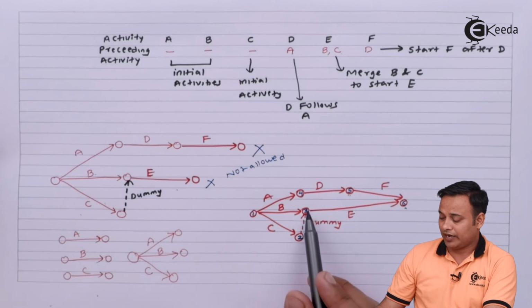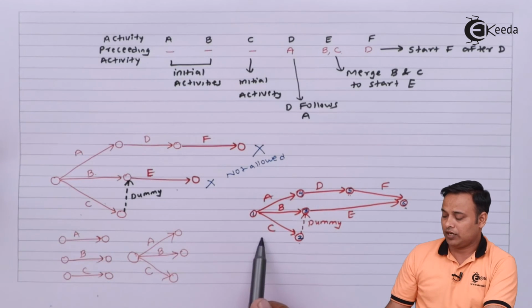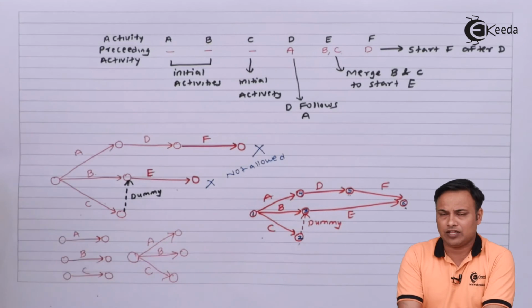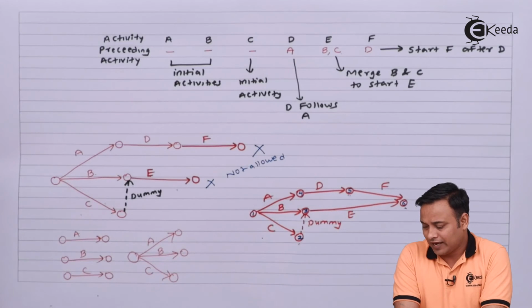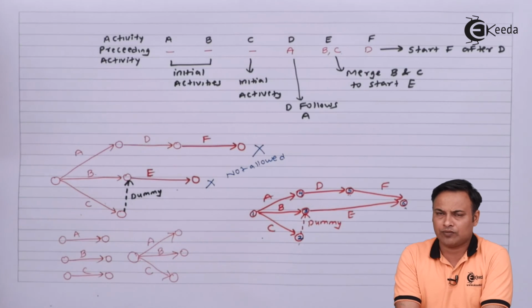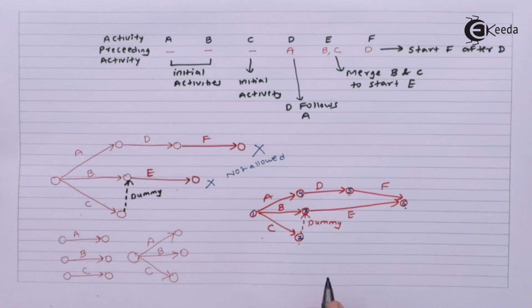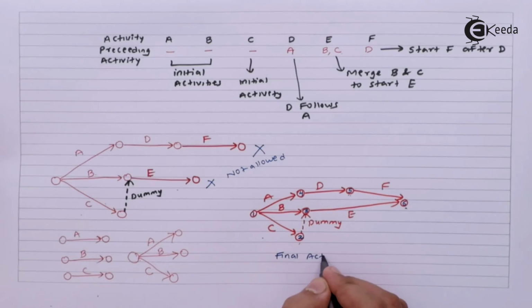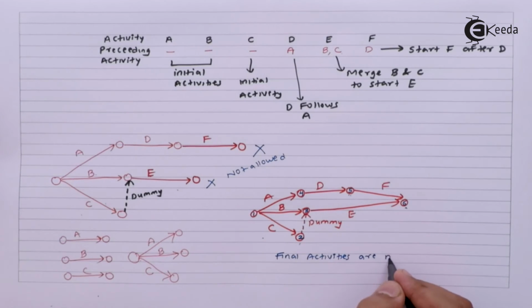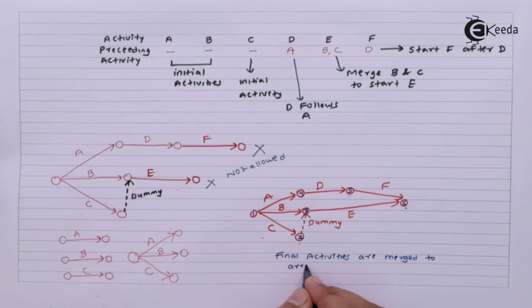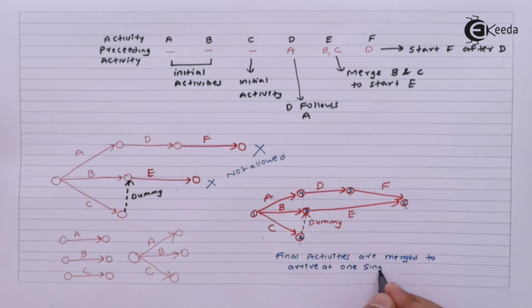For dummy, tail is 3, head is 2. For C, tail 2, head 1. So everywhere the rule is required to be followed. So this is the diagram where we learn how to merge the final activities of the project even though it was not specified anywhere in the problem. So the final activities in this diagram were merged to arrive at one single endpoint.